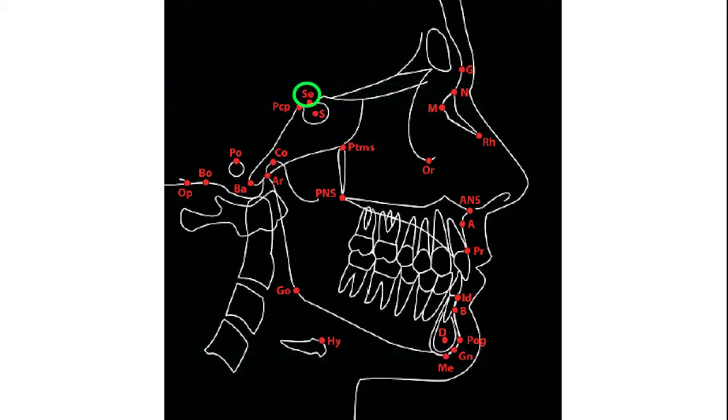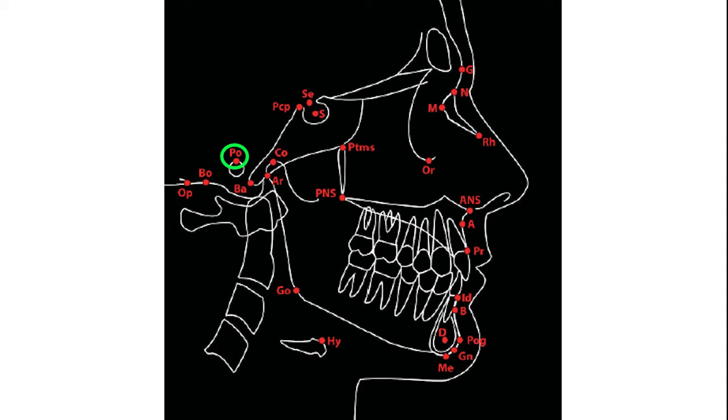The first one is the Sellar Entrance Point, SE. It is the midpoint of the entrance to the Sella Turcica. Sella, S. It is the point representing the geometric center of the pituitary fossa, also known as the Sella Turcica, in the mid-sagittal plane. Posterior clinoid process point. It can be abbreviated as PCP. It is the most superior point on the contours of the posterior clinoid process.